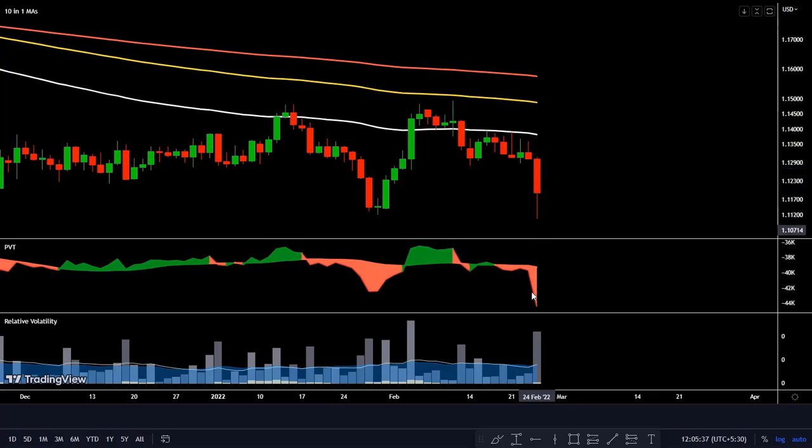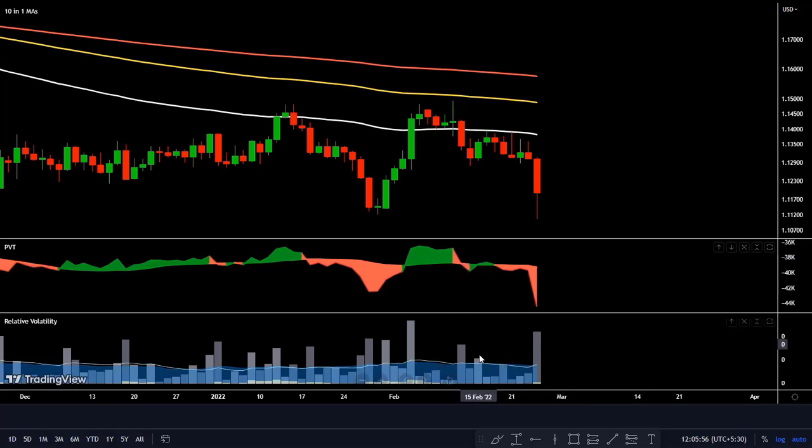Again, if we take a look at the PVT indicator, we can see that the buyers were temporarily in control, overpowering the sellers. However, we can now see that the sellers are in control again. We can also see that during the most recent bullish overpowering, the volume on the volatility indicator was extremely low, showing us that there is not enough bullish volume for an uptrend to start.